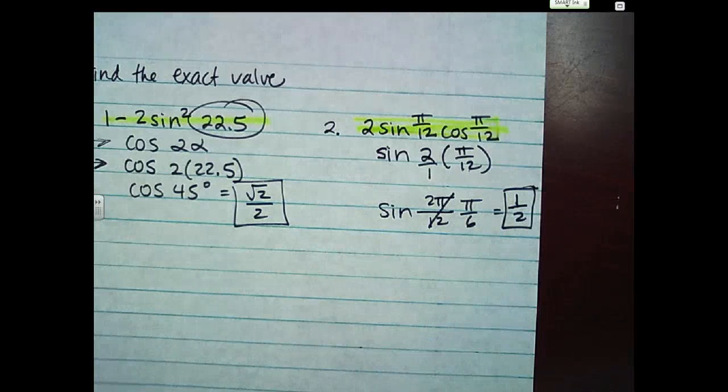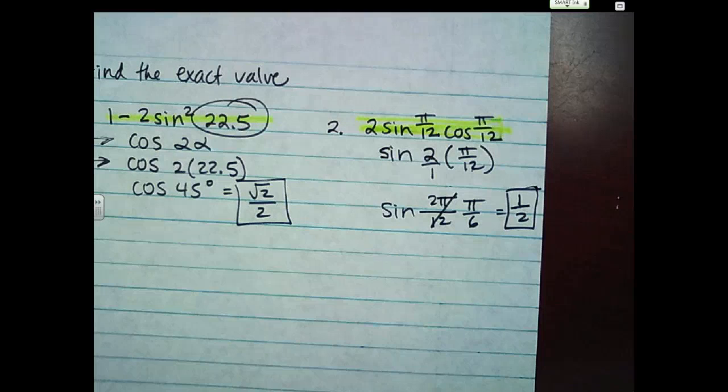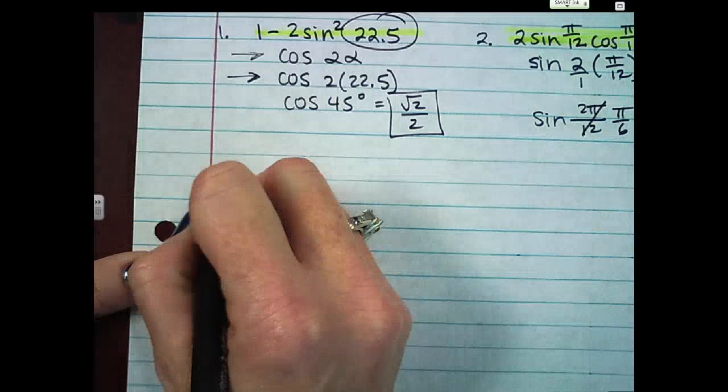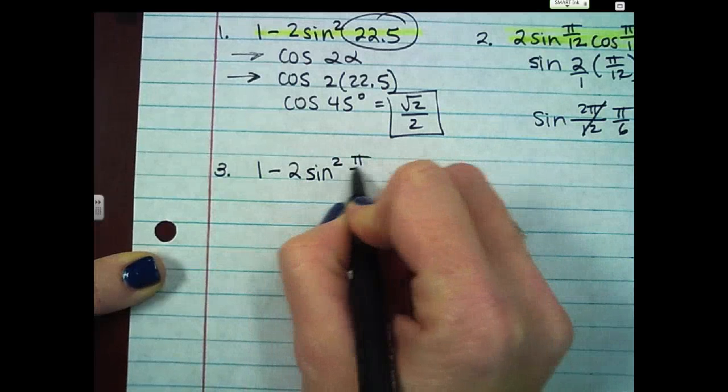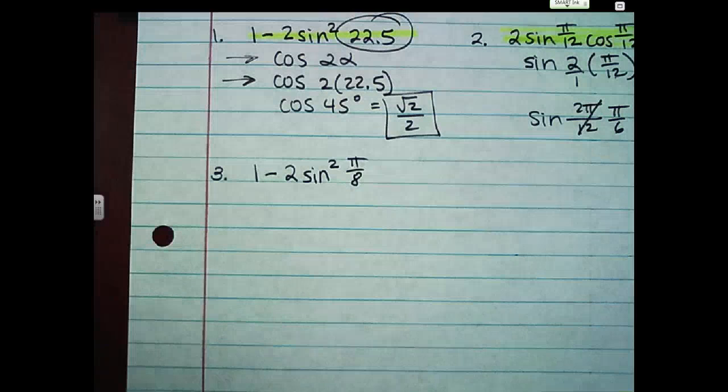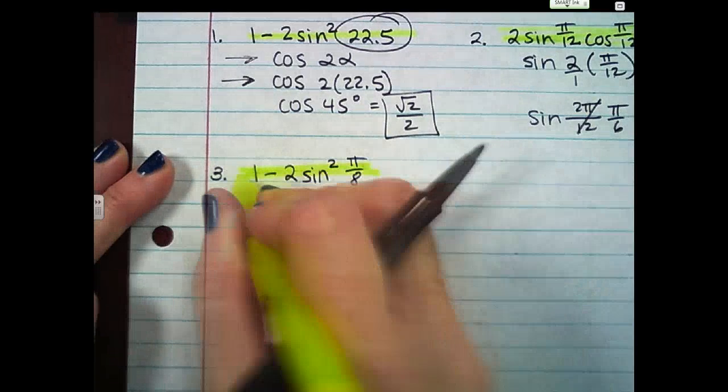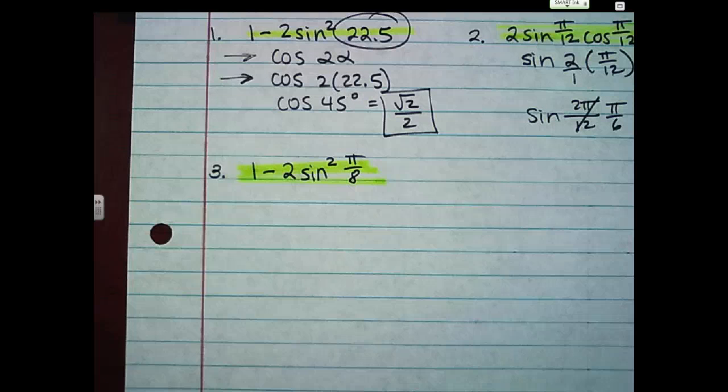Okay, number 3. 1 minus 2 sine squared of pi over 8. You have to decide which one this is. Look at your formulas and pick what is 1 minus 2 sine squared. Pick which one you think it is. It should be cosine of 2 alpha.